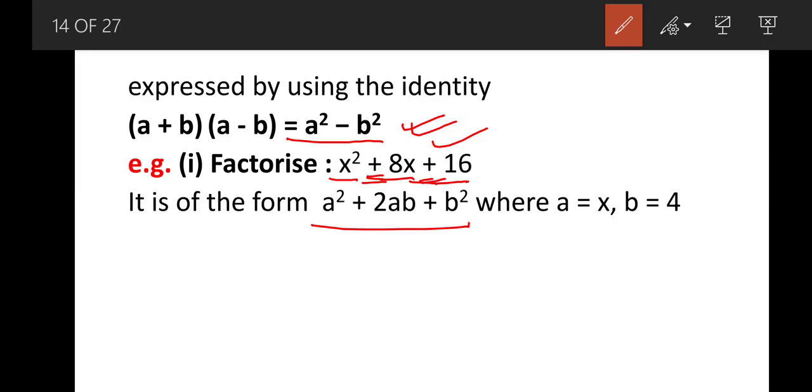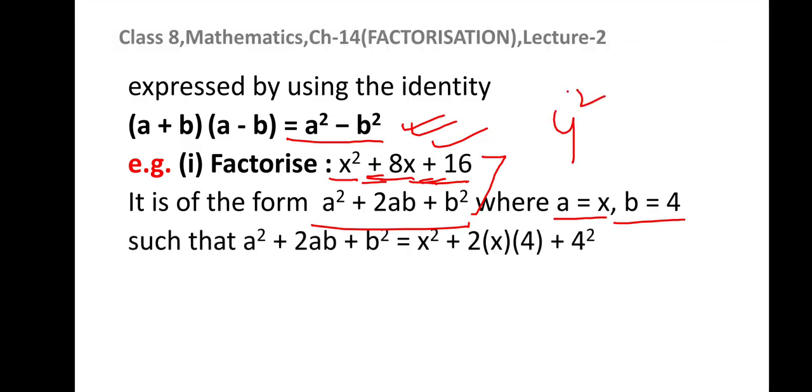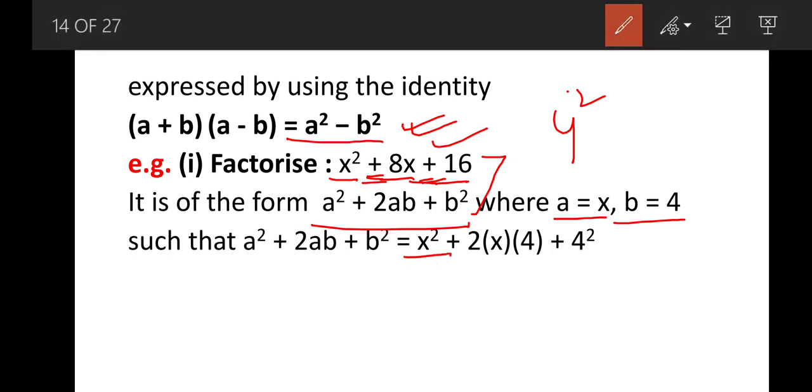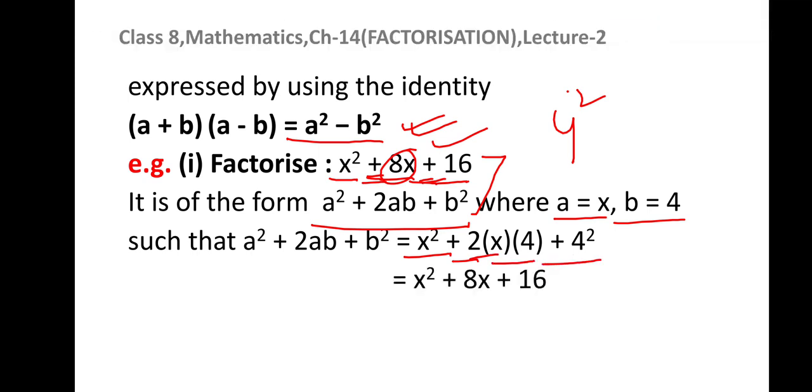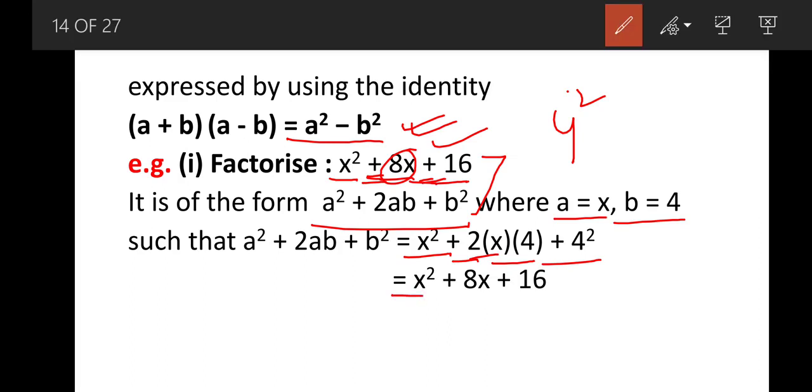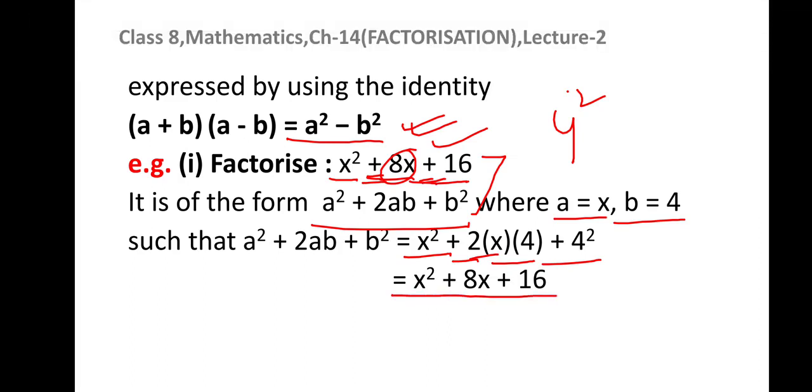So if we compare, a is equal to x and b is equal to 4. 16 can be written as 4 square. So we have written b is equal to 4, such that a square plus 2ab plus b square is equal to x square plus 8x, that is 2ab, with a as x and b as 4. So 2 into x into 4 plus 4 square, which will be equal to x square plus 8x plus 16 as it is given in the question.